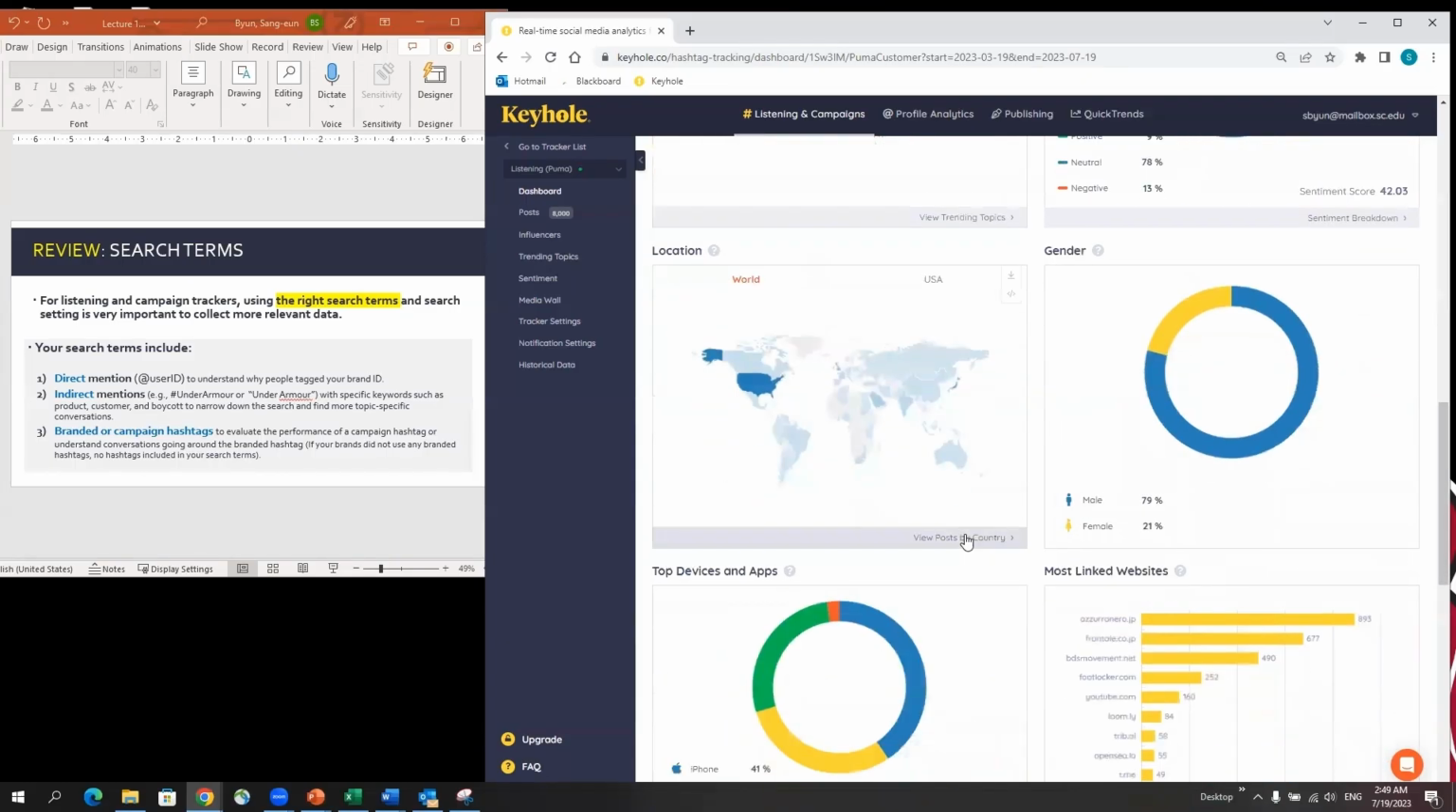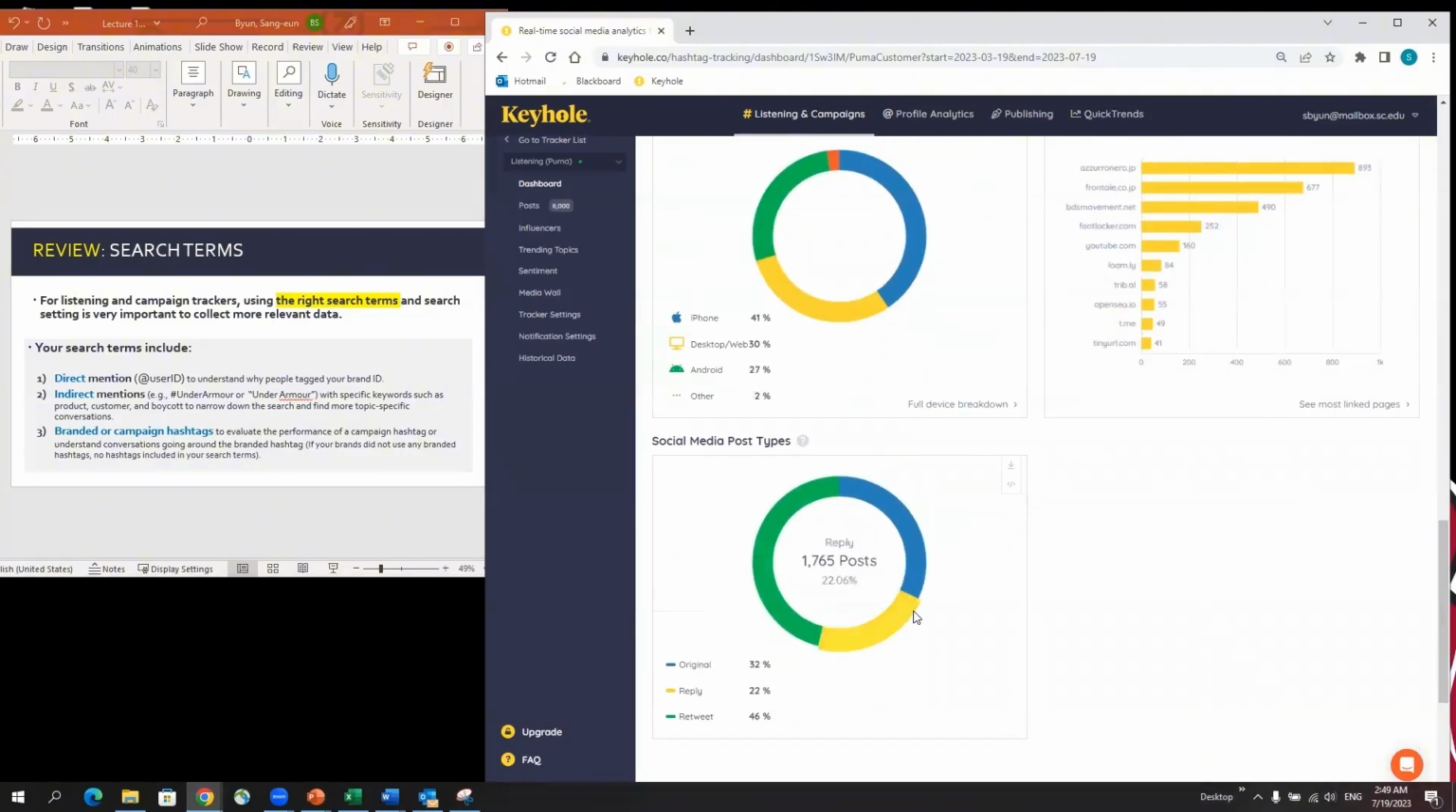Also scroll down, you will see the post type, but for exercise 4, you're not going to analyze these metrics at all. Just know that all these post types are made by different users. Do not assume that these replies are made by your brand. All these posts, reply, or retweet can be made by any user who mentioned your specific search term.